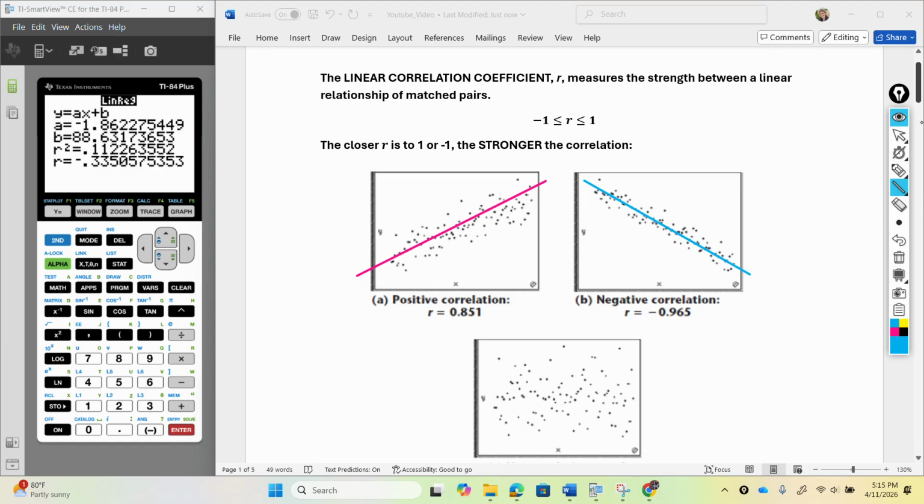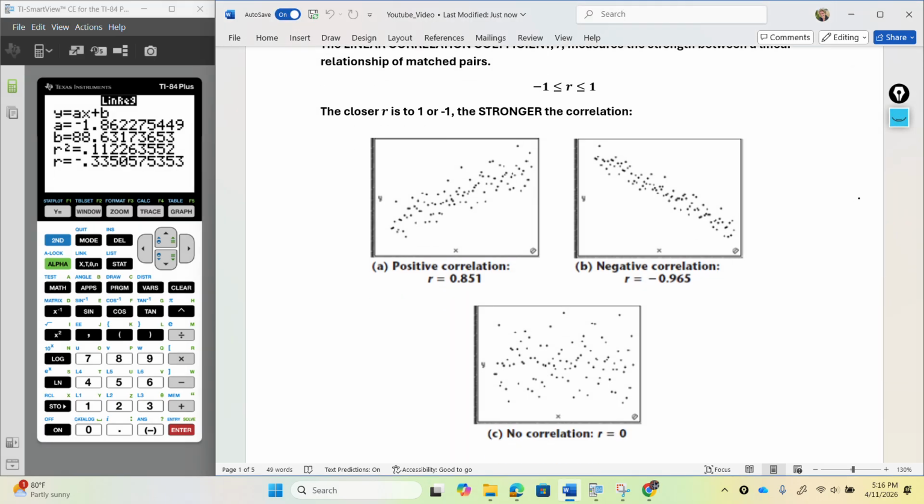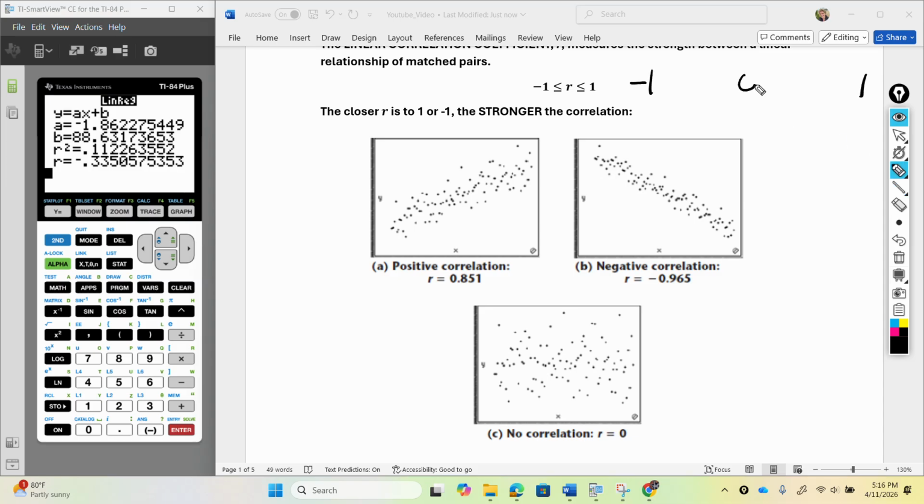Now, there is a number R that will measure how good a linear correlation you have. The number R is always a number between -1 and +1. The closer you are to the extremes, the stronger your correlation gets. And of course, the closer you get to the middle, which is 0, that indicates something completely random. So you can see here, no correlation, R is 0.